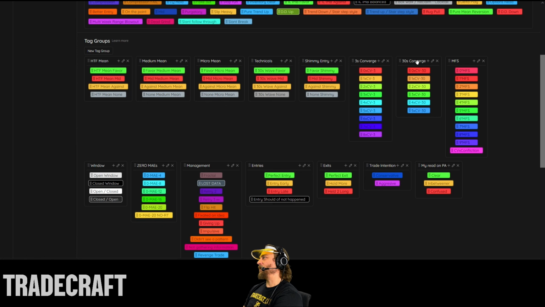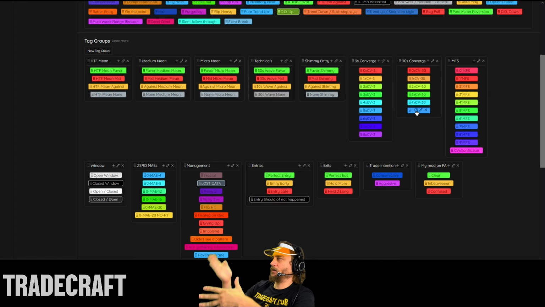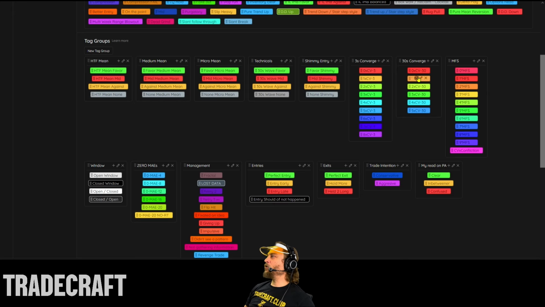Same with the 30-second chart. How many factors of support am I getting? So far, I've only got a max of 5. If I got 6, I would add the tag. Now, what I do is I combine these. So far, I've found the sweet spot is 4 factors of support.